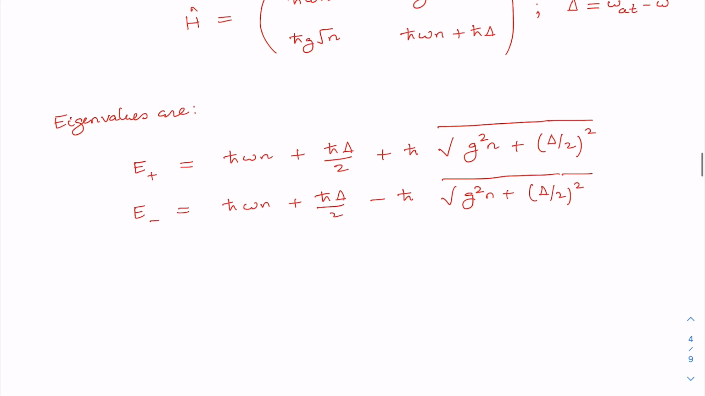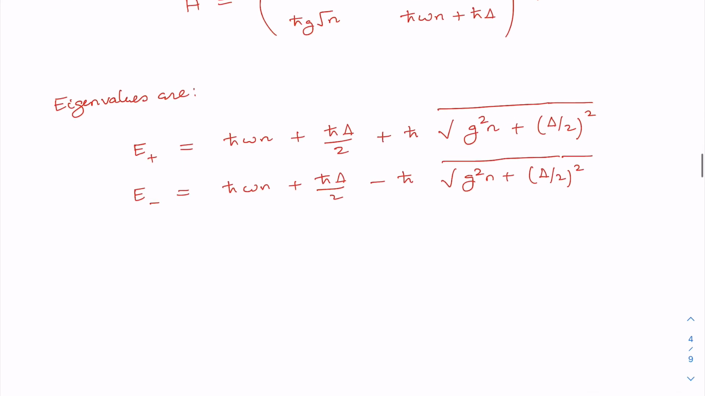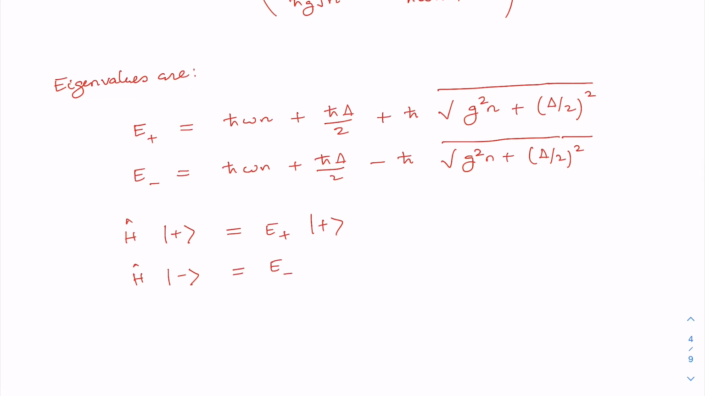Okay, so the eigenstates of this Hamiltonian are the dressed states. So let us denote the eigenstate corresponding to the eigenvalue E plus to be ket plus, and corresponding to E minus the eigenstate is, say, ket minus, and these are the dressed states and they satisfy this equation: H, if you apply on ket plus, you will get E plus ket plus, and H, when it operates on ket minus, you will get E minus ket minus.